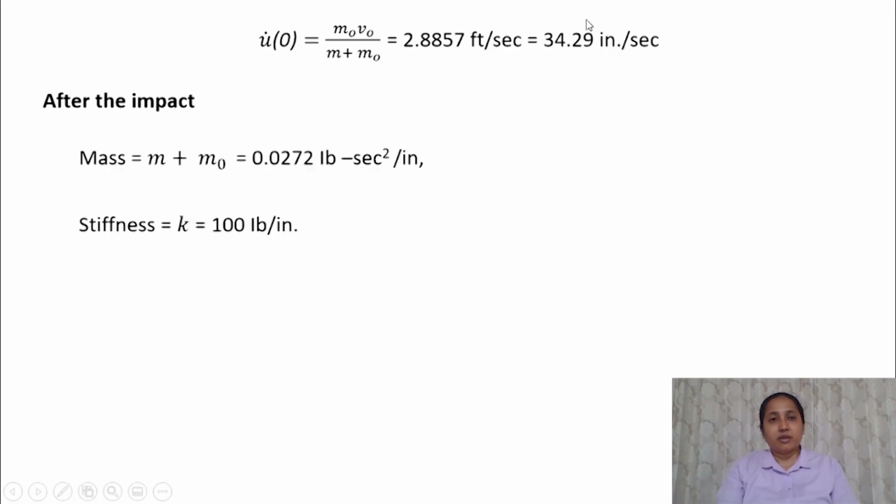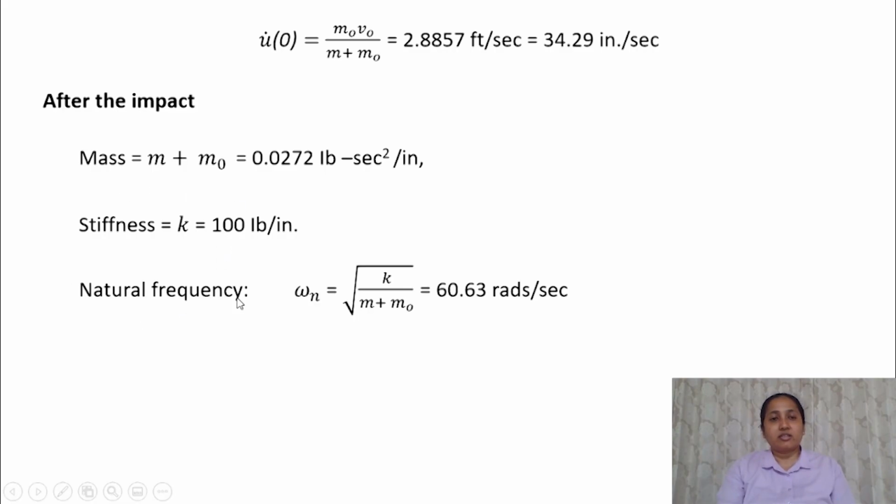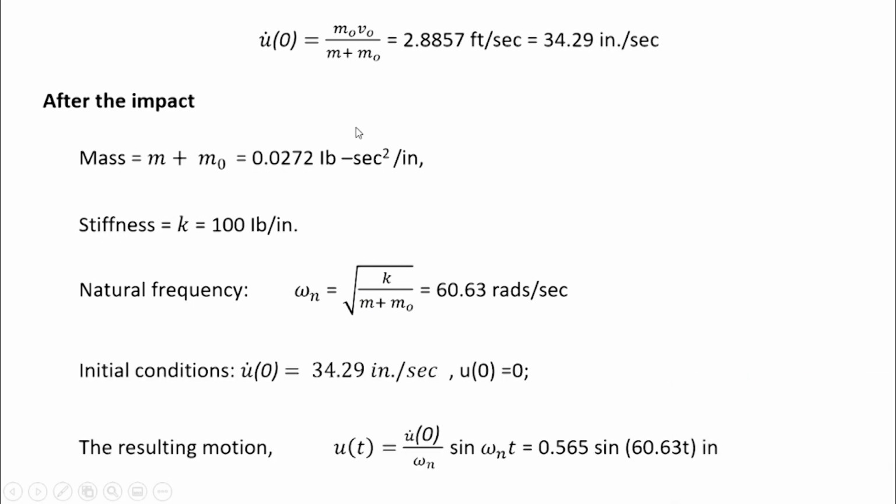After the impact, the mass of our system changes. The mass becomes m plus m naught, and the stiffness of the spring does not change. It is the same as the previous. So we can calculate the natural frequency as the root of k divided by the new mass, that is m plus m naught. And we just calculated the initial condition. The initial velocity is this much. And the initial displacement of the wooden block was 0.